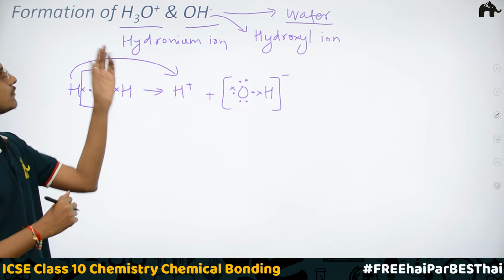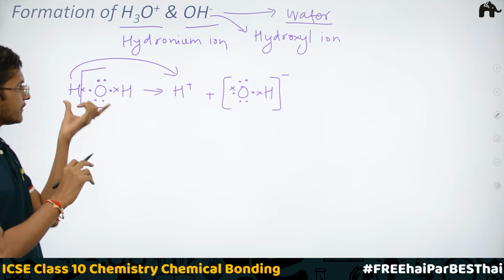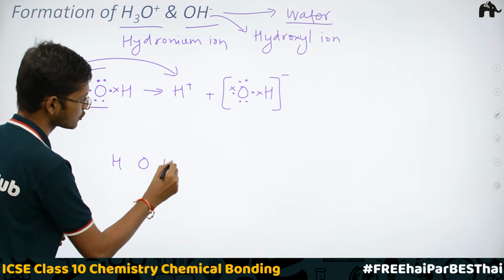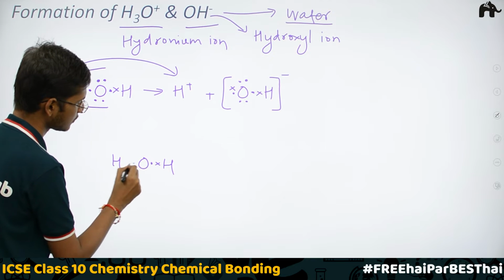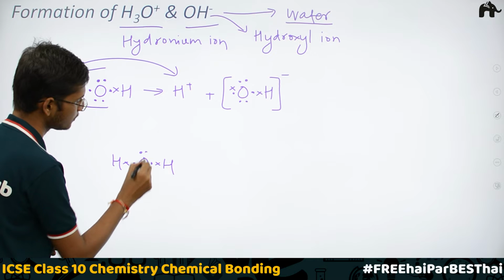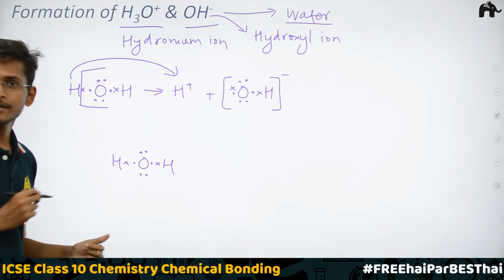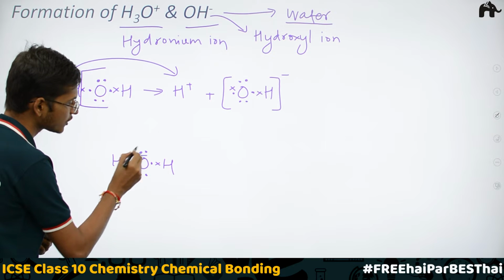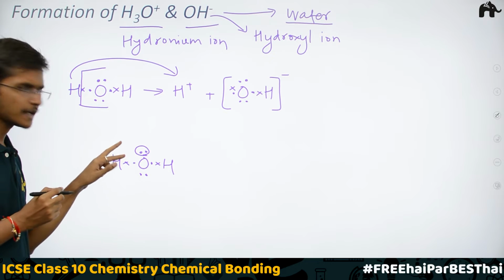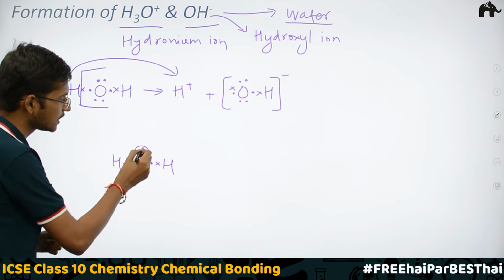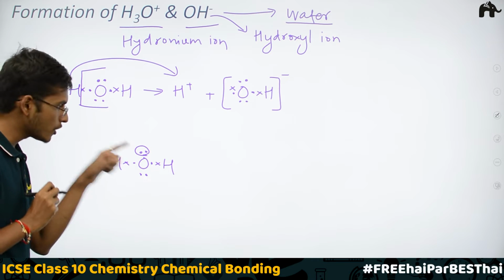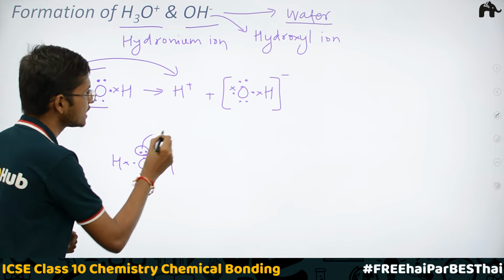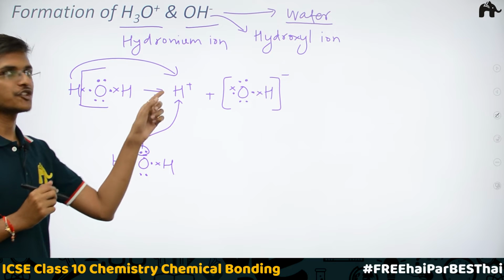Now comes the story for the formation of H3O plus. Now we have another water molecule. The same way, I'm going to draw its electron dot structure. Two lone pairs, two shared pairs. Now comes the role of the lone pair. One of the lone pairs of the oxygen atom, it uses and shares with this H plus ion.